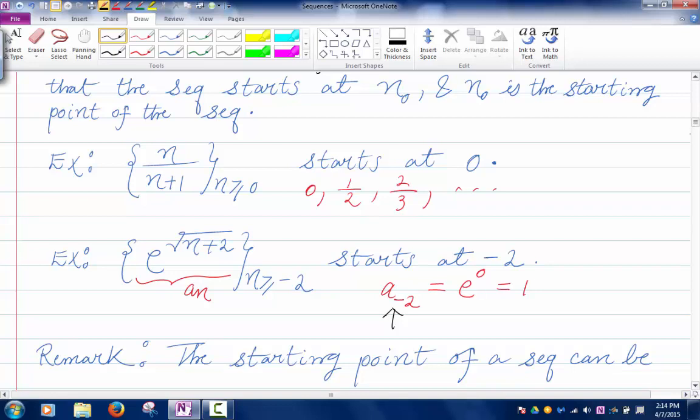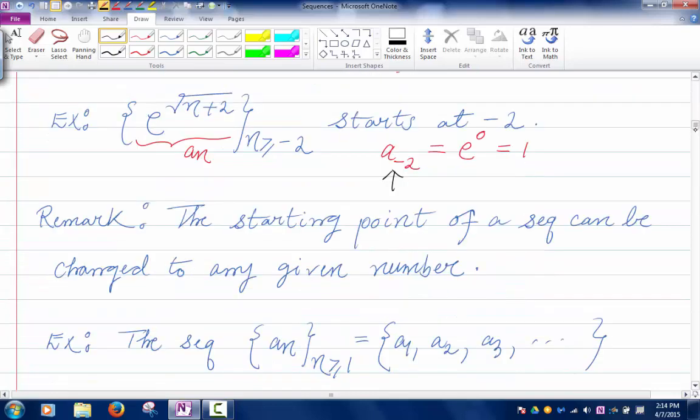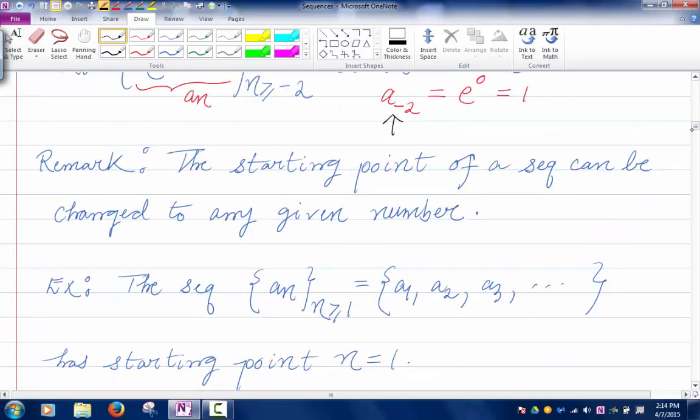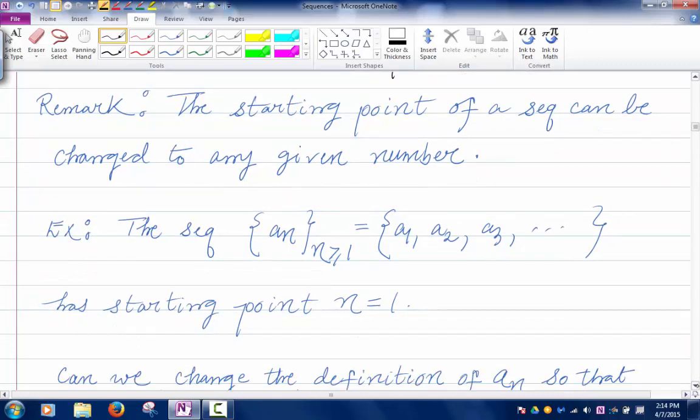So here's the remark, and I'm going to justify that remark in detail. The starting point of a sequence can be changed to any given number I like. Which means that really for a sequence, what the starting index is doesn't matter, because I can make the starting index whatever I want it to be. Am I making sense?